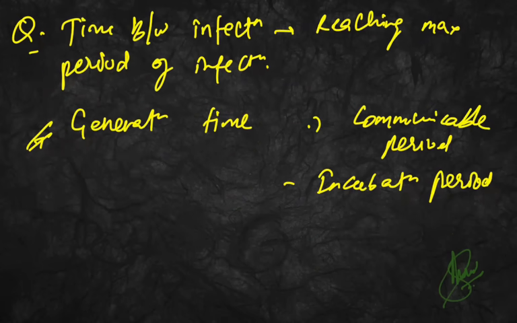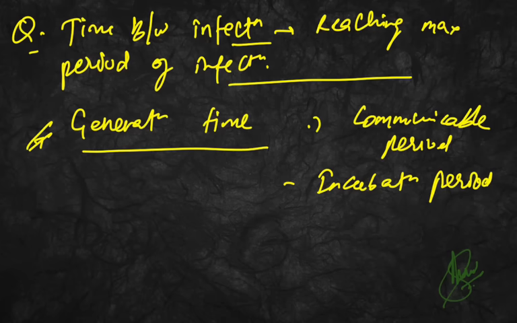Now, the time between infection and reaching the maximum point of infectiousness is called generation time. Options are incubation time, communication period. No, this is not that. This is not correct. Generation time is correct.